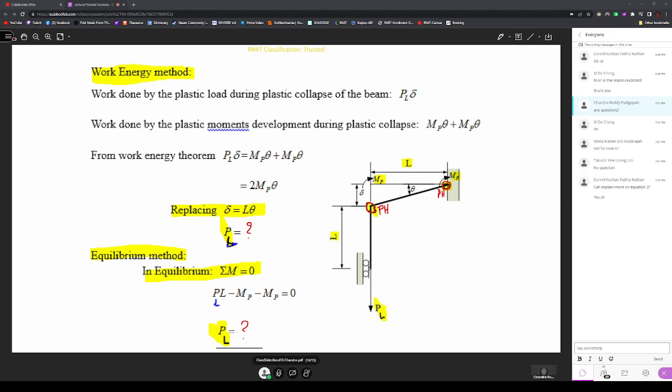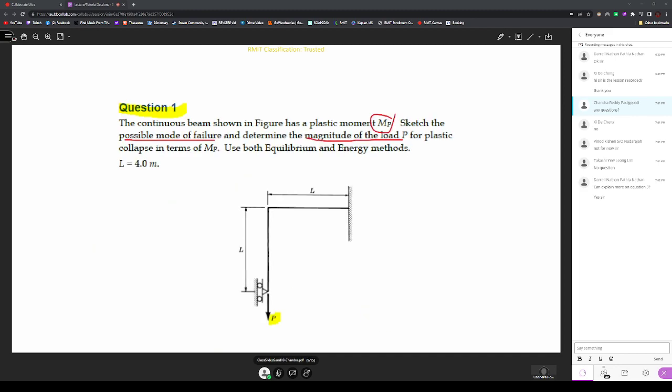So the two plastic hinges are important. Then you need to show the plastic moments. The length of the beam here is L, here is L, and the load reaches the plastic load. Here theta is the angular displacement of the beam from its original state. All right. Here the question asks you to apply two methods. One is the equilibrium method, and the other one is the energy method.